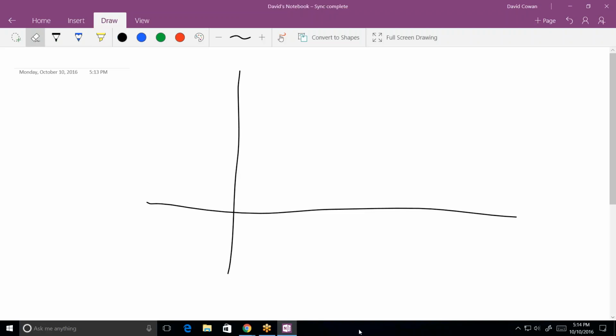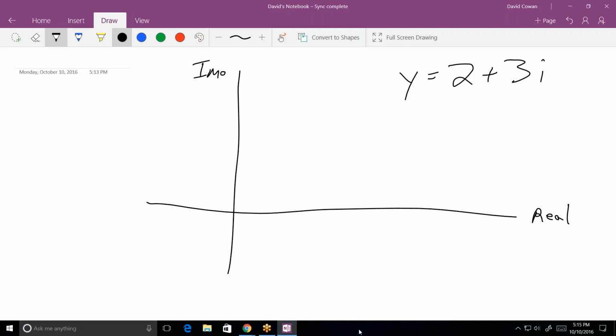When you graph an imaginary number, let's take the imaginary number y equals 2 plus 3i. The horizontal axis is your real. The vertical axis is your imaginary. So if I want to graph that complex number, I go to 2 on the x-axis, I go to 3 on the imaginary axis, and it's right there. And it's always like that.